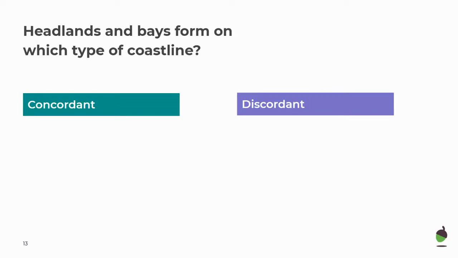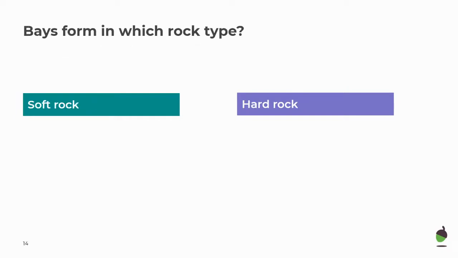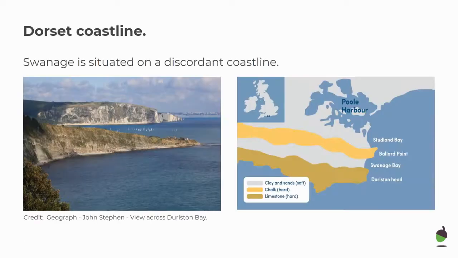Your turn. Headlands and bays form on which type of coastline? 5 seconds. Easy. So discordant, well done. Bays form in which rock type? 3, 2, 1. Soft rock. The soft rock erodes faster and retreats, creating a bay.